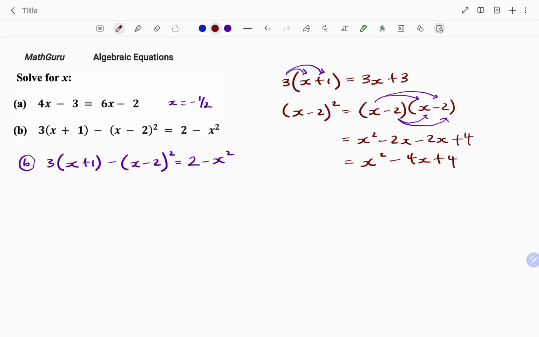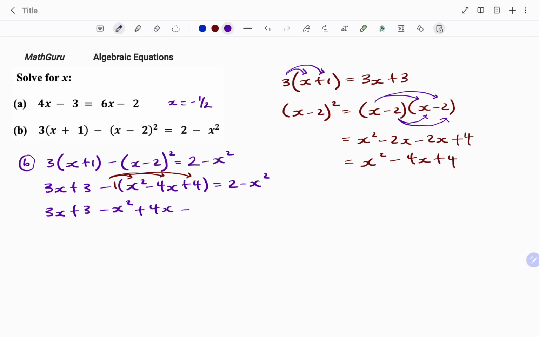So I'm going to fit all those values back into my equation. That's 3x plus 3 minus, I'm going to put that in a bracket because it's an expression, x squared minus 4x plus 4, close bracket, equals 2 minus x squared. Then I can go ahead to open the bracket. There's an invisible 1 before the bracket here. So it's minus 1 multiplying all the terms within the bracket. So I have 3x plus 3 minus x squared plus 4x minus 4 equals 2 minus x squared.